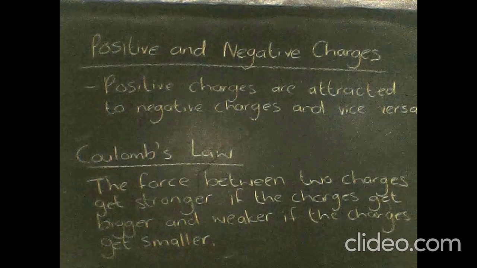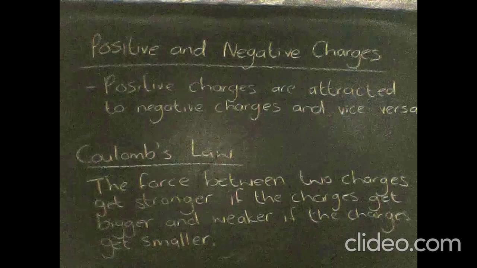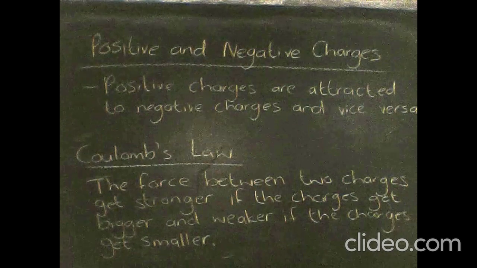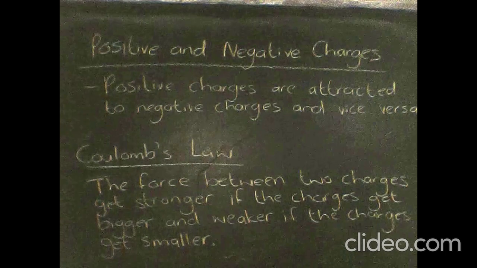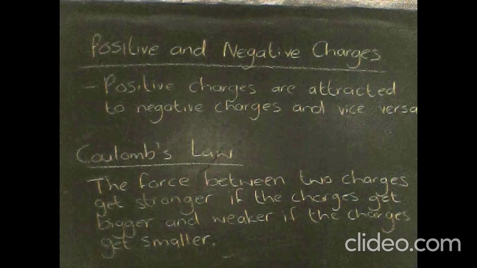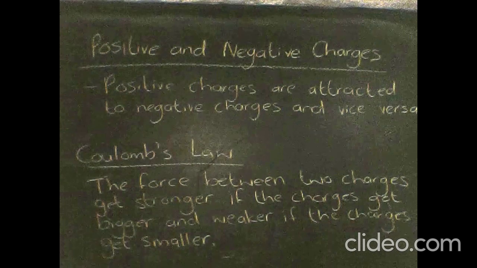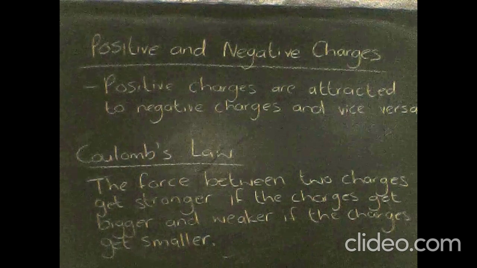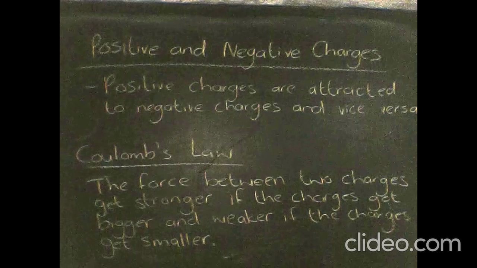There is a more scientific definition for it, but I thought if we could get you to understand what the law says, then you would be able to apply it more easily. So the force between two charges gets stronger if the charges get bigger, and weaker if the charges get smaller. That is an easier way to understand it, right? So Coulomb's law is when the force between two charges gets stronger if the charges get bigger, and weaker if the charges get smaller. So bigger equals stronger, smaller equals weaker.